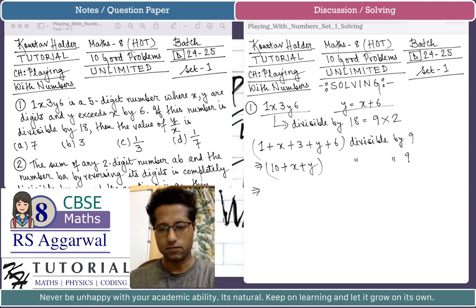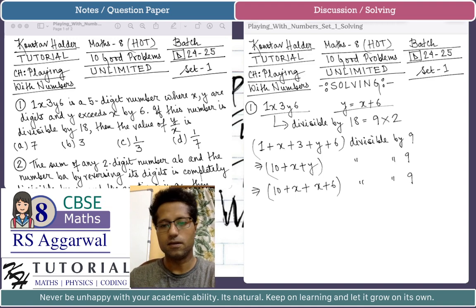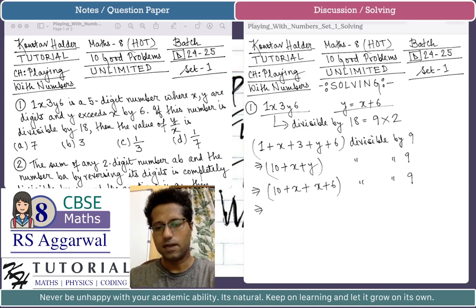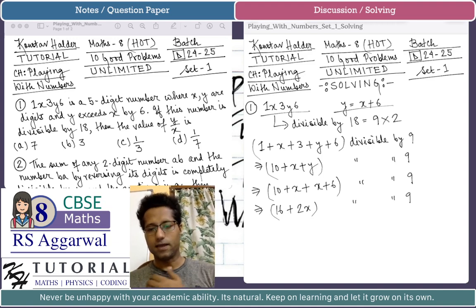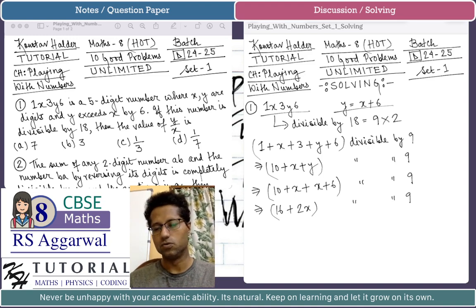So if we substitute, we can say then that 10 plus x and y is, we know, x plus 6. We can say x plus 6 is divisible by 9. So this implies that 16 plus 2x is divisible by 9. Now what can the value of x be such that 16 plus 2x is divisible by 9? Now x can have values from 0 to 9.